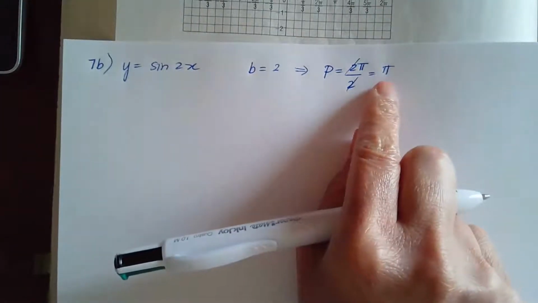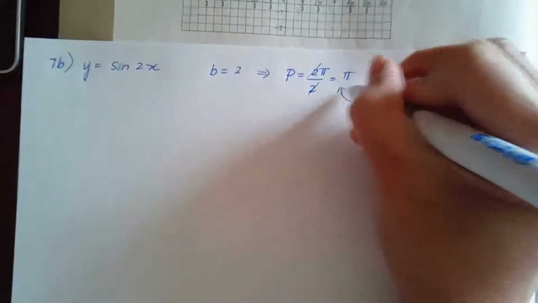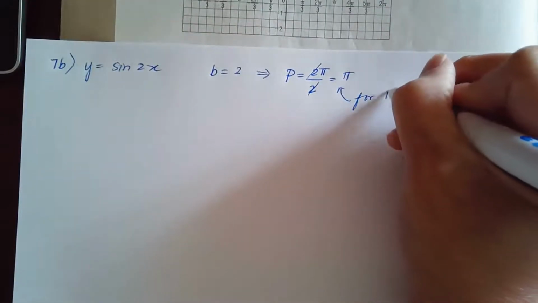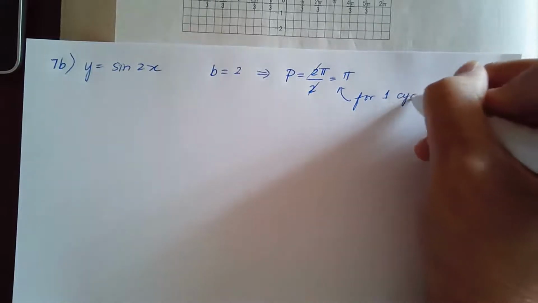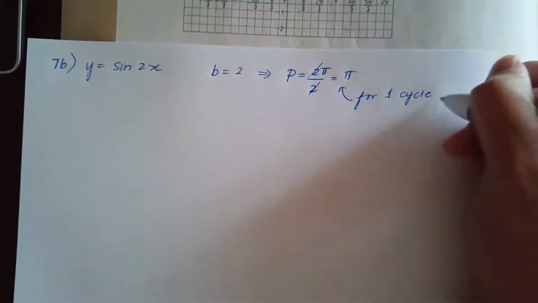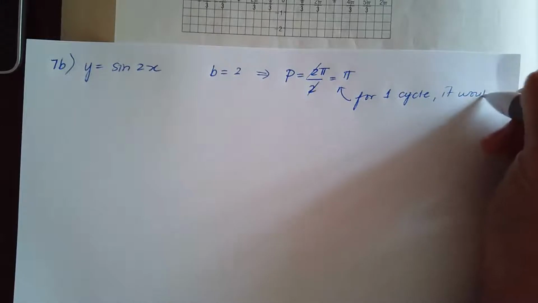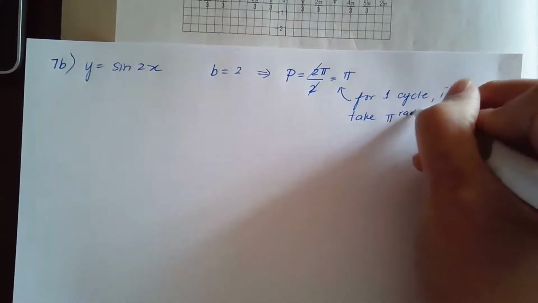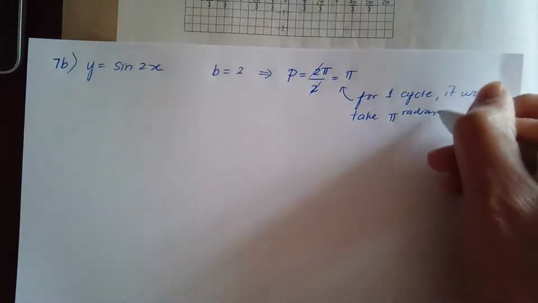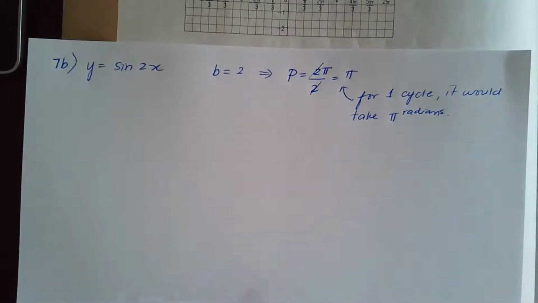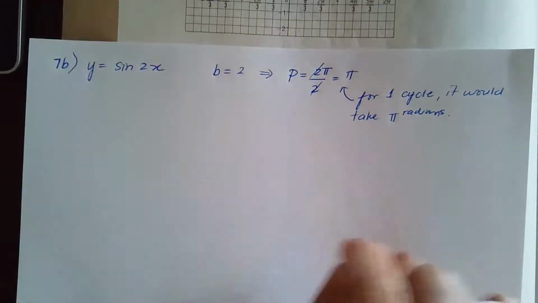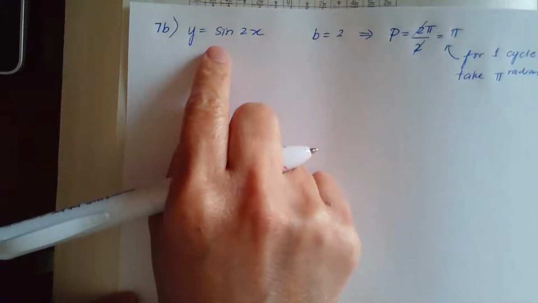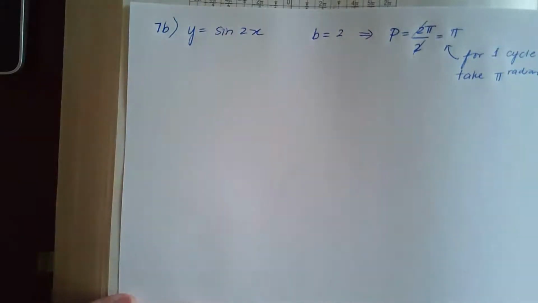So what does that mean? For one cycle, one complete revolution, it would take pi radians. The whole complete cycle will be pi radians. Now, here's what we're going to do. This is one possibility that we could do, and certainly we'll talk more about it in our lesson for today.